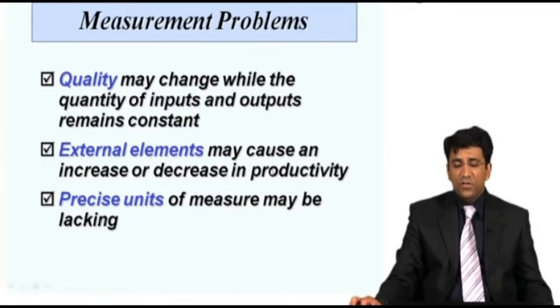Then external elements may also cause an increase or decrease in the productivity. Now we are taking into account the different inputs as our denominator, but there may be other factors which can contribute towards productivity. So we'll have to take into account what may be the external elements which can affect our productivity. Another important thing with respect to productivity measurement is that we'll have to take into account the precise units of measurement for our inputs as well as our outputs. That is, the units of measurement for the inputs and outputs should be consistent. If these are different, that will not give you the appropriate value of productivity. So these are some of the limitations with productivity measurement.